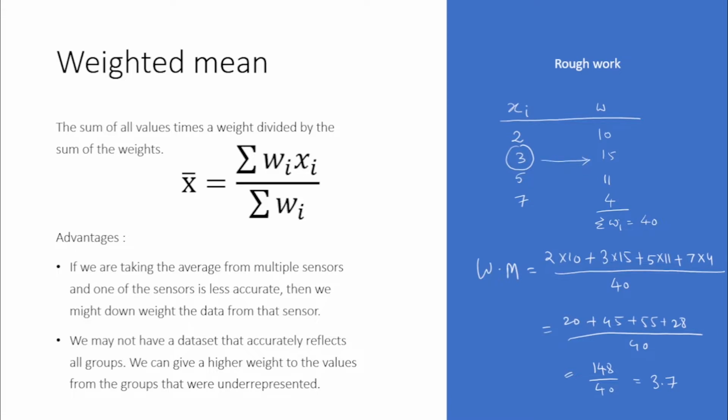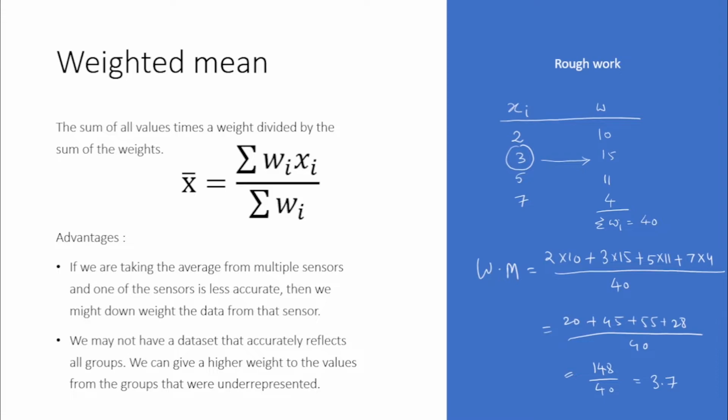Okay, so a few advantages of using a weighted mean. I have written 2 points, so let us look at what they are. If we are taking the average from multiple sensors and one of these sensors is less accurate, suppose there's a field project and there are sensors from which data is being collected, and one of the sensors has lesser accuracy, then we can downweight the data from that sensor. This way we can minimize the error from that particular sensor.